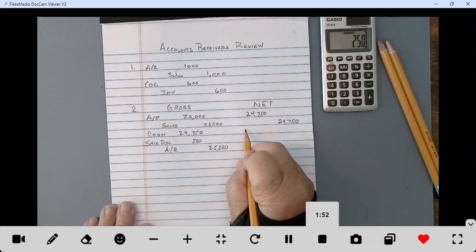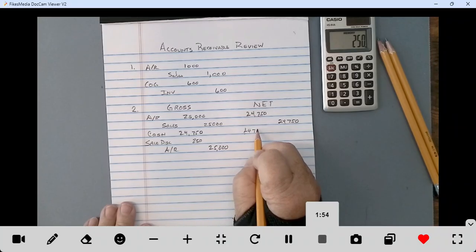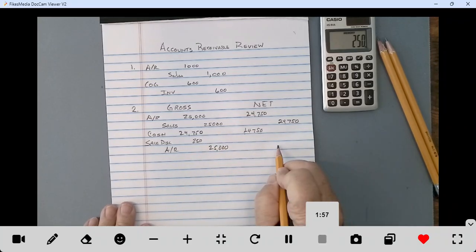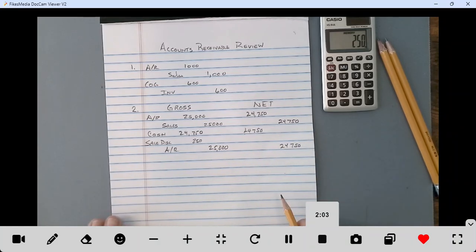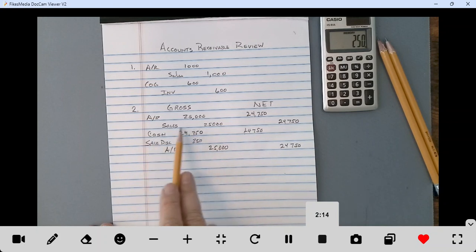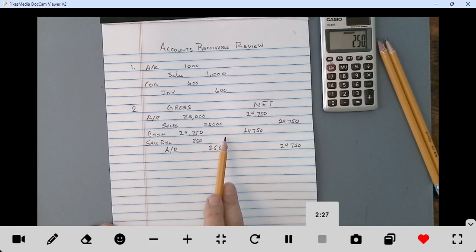And then they would make a payment. Cash I would receive of 24,750, the same methodology, and the accounts receivable would then be 24,750, and no entry to sales discounts. So the net method reduces sales on the income statement. Here, my sales is net of the sales discount. So depending upon how much is taken or how much you have during the current period, you could have a little bit skewed sales. So they're gross and net method.